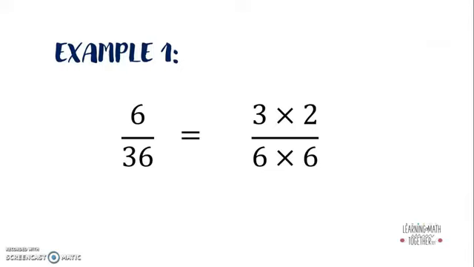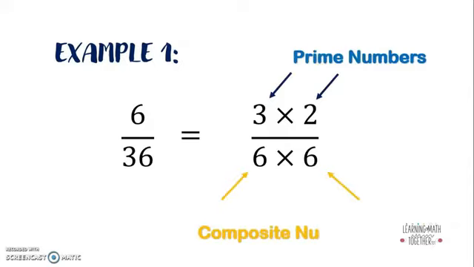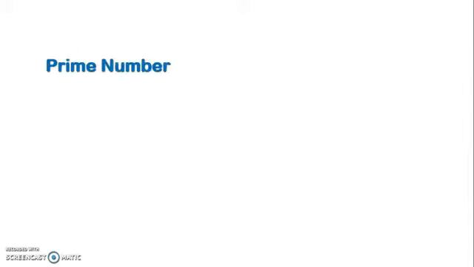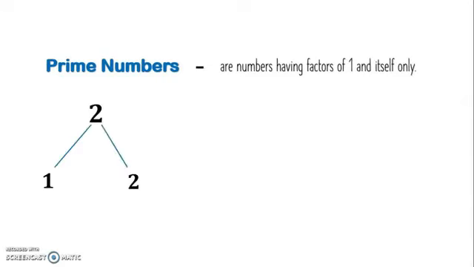But wait, take a look at the numerator. Both are prime numbers. And in our denominator, both are composite numbers. But what do we mean by prime numbers and composite numbers? Prime numbers are numbers having factors of 1 and itself only. Say for example, the factors of 2 are 1 and 2. Another example, the factors of 5 are 1 and itself only, meaning 2 and 5 are prime numbers.